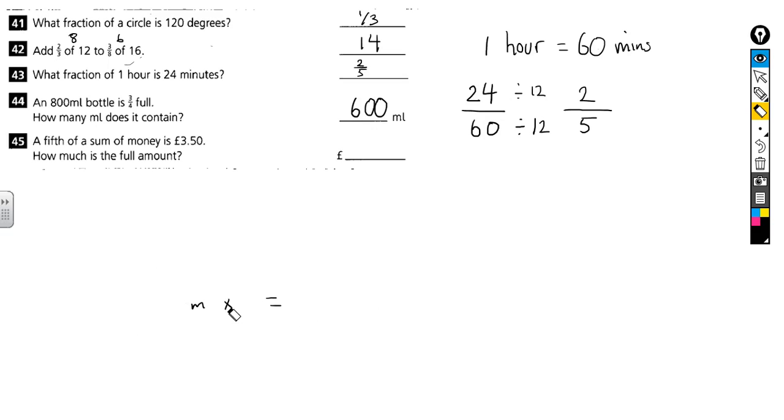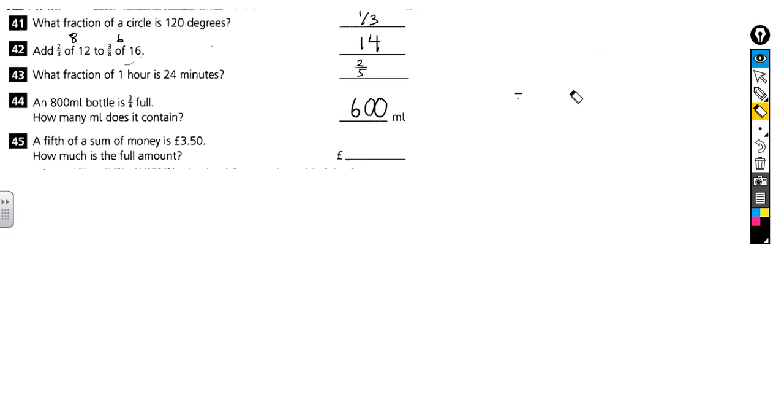I'm just going to give myself some room here, and we'll look at this last question. A fifth of a sum of money. This is going to be an interesting one. A fifth of a sum of money is £3.50. And how much is the full amount? For me, this is the perfect question to use what we call bar models, or don't even worry about what the name of them is, but try and draw some kind of diagram to visualize what is going on. So what is 1/5 of an amount?